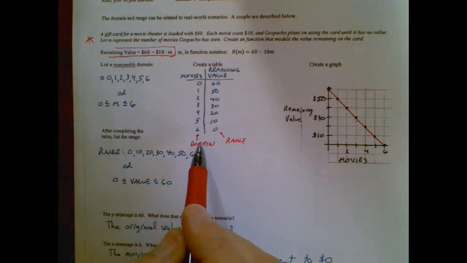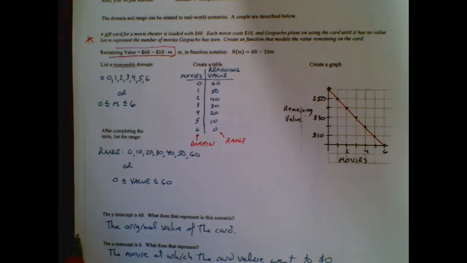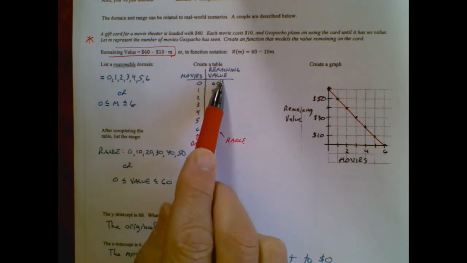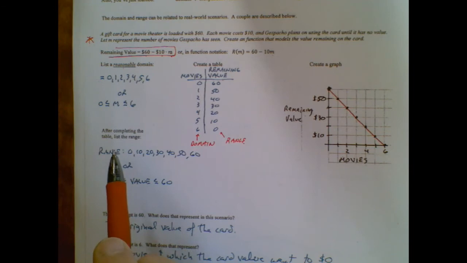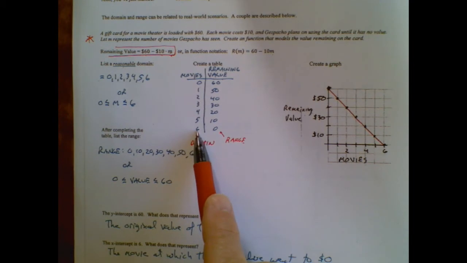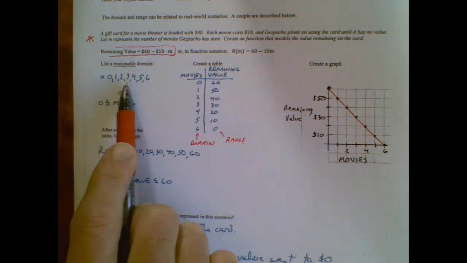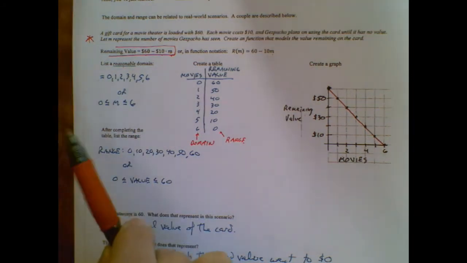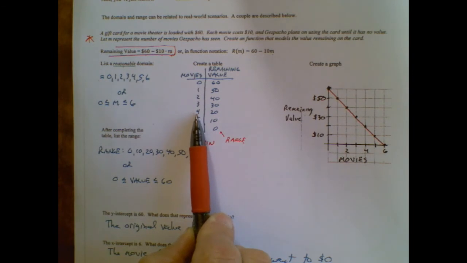And when we look at this, we think about what would be a reasonable domain. Well, remember, the domain is the input. And in this case, we're going to input for m, the variable m, and we're going to get an output of the remaining value on the card. So input the number of movies, output the remaining value, and when you think about that, you come up with the idea that there's really only a certain set of numbers that are reasonable for this domain. Since this card only has $60 on it, once I get to 6 movies, I've used up the entire card because they're $10 a piece. So a reasonable domain goes from 0 to about 6. It'd be silly to try to plug in, say, a 20 into this chart because you can't go to 20 movies if you only had $60 on your card.